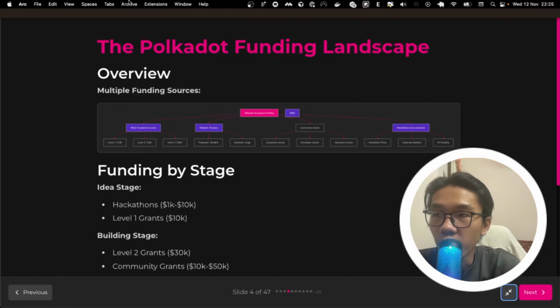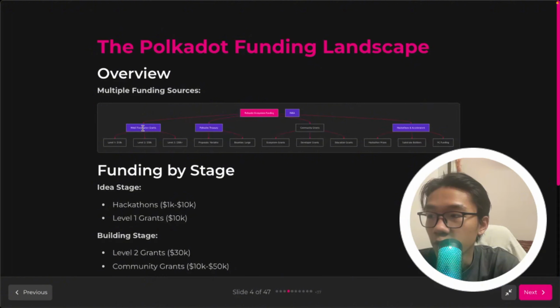So for the Polkadot funding landscape, we have first the Web3 Foundation grants, and then the Polkadot Treasury. Then you can also go to community grants or hackathons and accelerators.